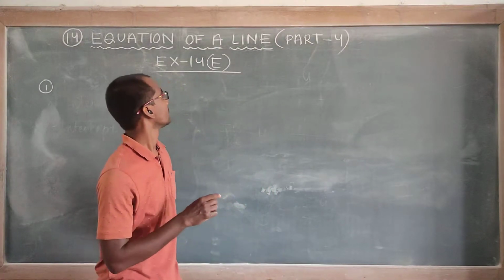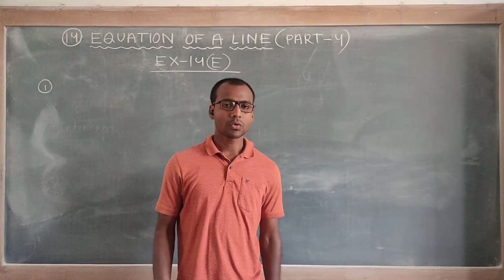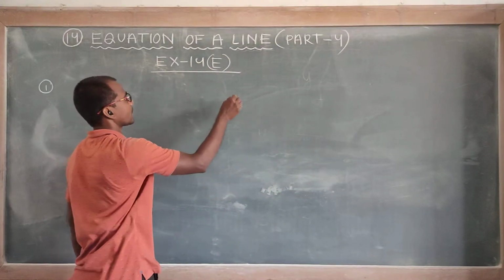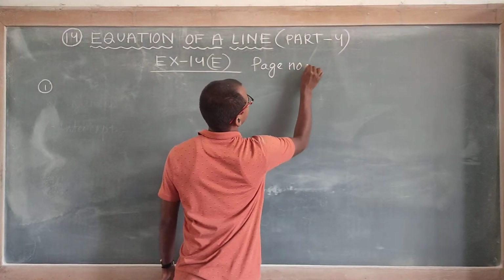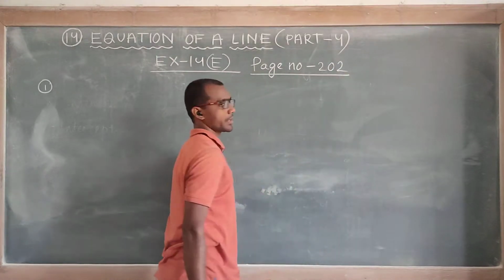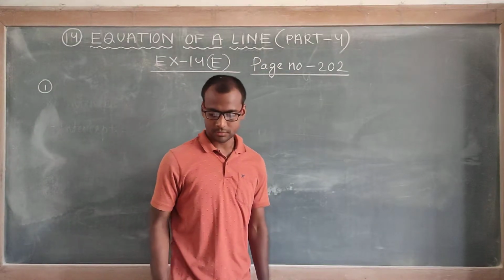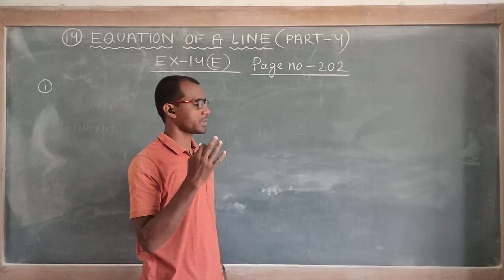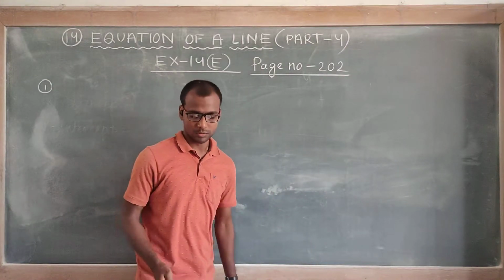So you can open your book, Concise Mathematics, page number 202, exercise 14E. I will solve some selected questions. It is not possible for me to solve all the questions, and I think these questions will be sufficient for you to understand. You can solve the other questions.